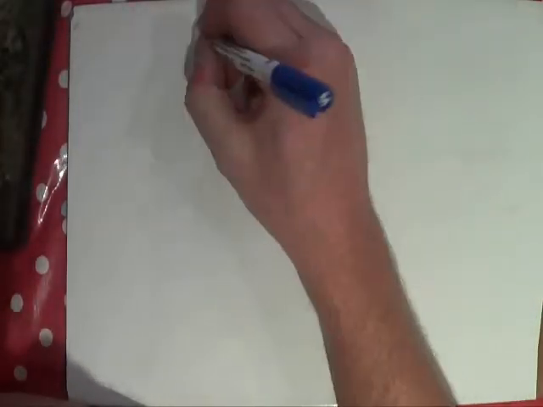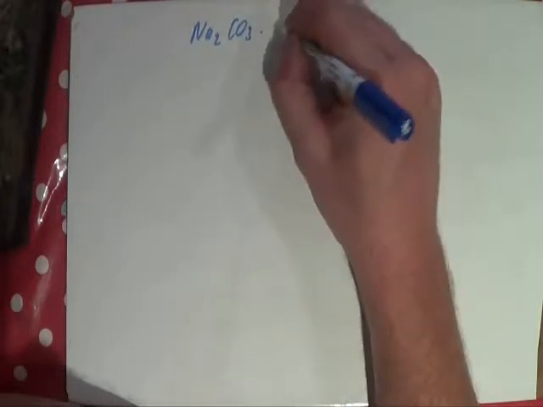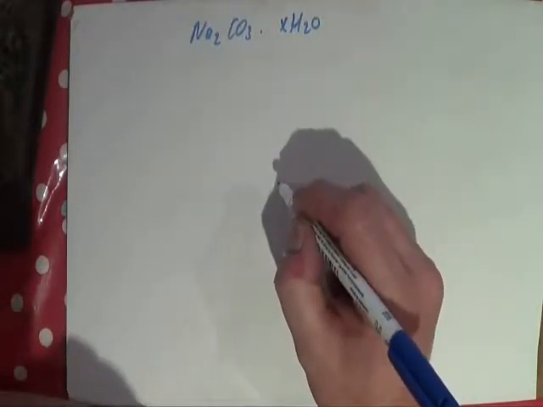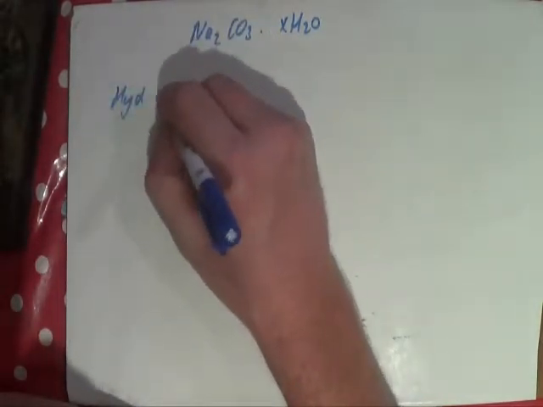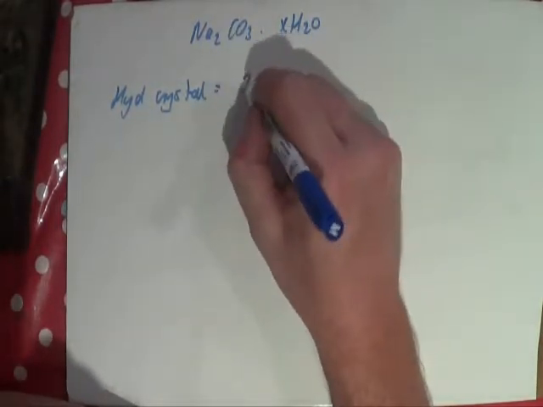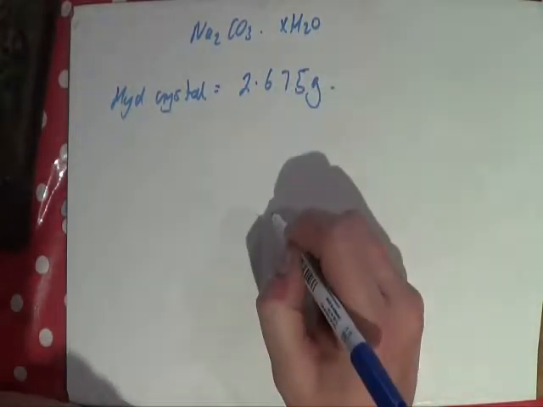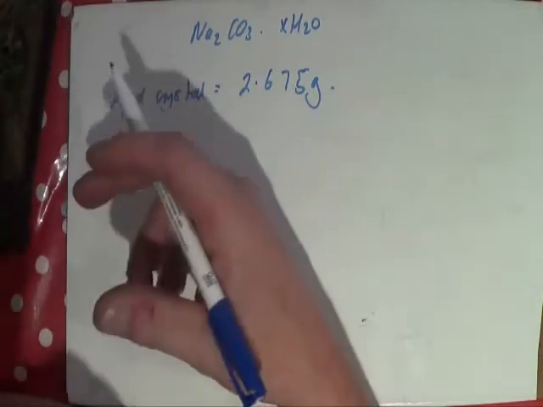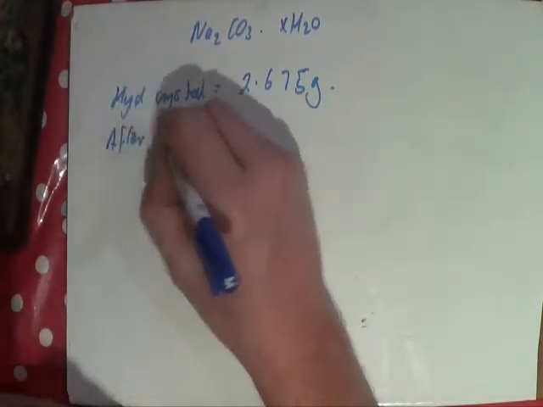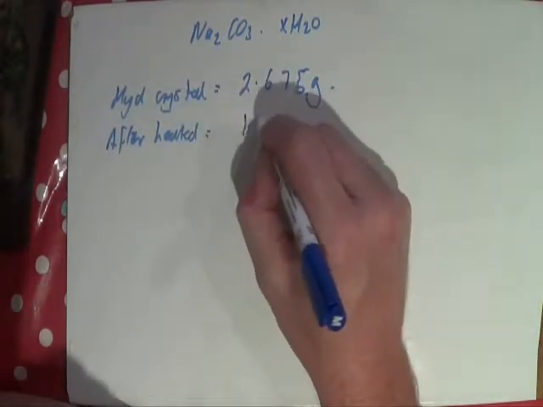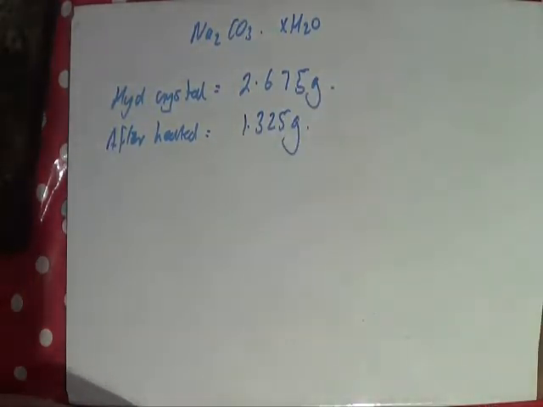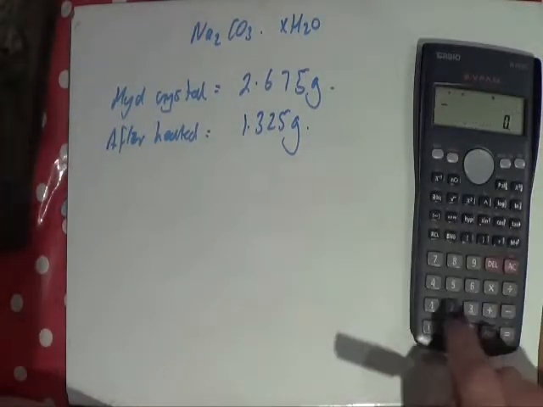Okay, this time we are looking at some sodium carbonate. So we've Na2CO3.XH2O. Okay, so we started off with some crystals. So we have a hydrated crystal, in this case at 2.675 grams. Okay, and after it was heated, it came down to 1.325 grams. Now, there's no mention of crucibles or anything in here. Okay, so it's just dealing with the solid itself.